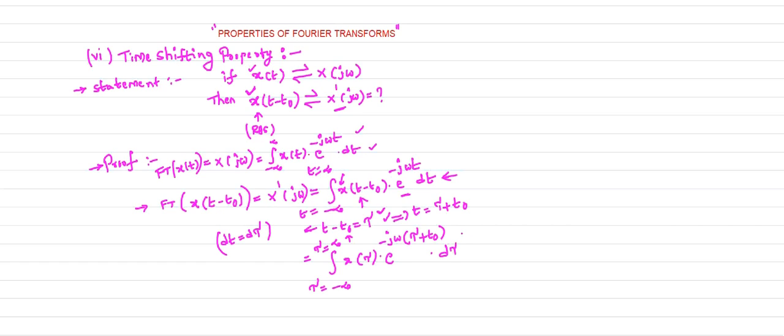So how can we represent this equation in terms of the standard equation? The integral from minus infinity to plus infinity, these are the limits for tau, of x of tau e power minus j omega tau d tau. Up to this one. Next, we have e power minus j omega tau and we have e power j omega t naught. I will write e power j omega t naught as a separate factor.